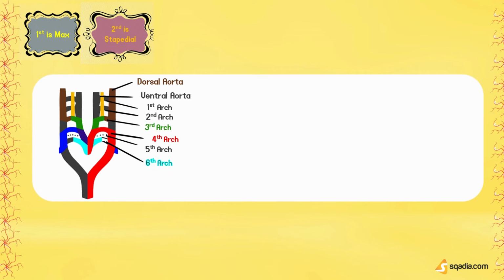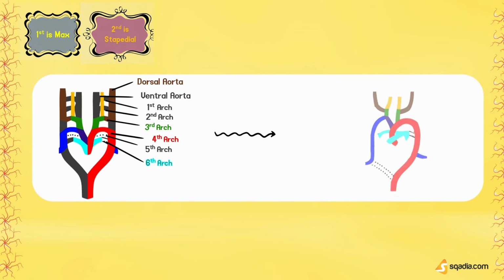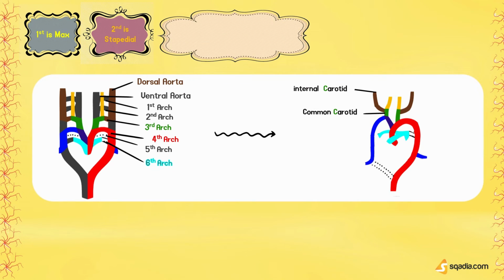Moving to the next mnemonic, for the third arch. We know that aortic arch 3 becomes the common carotid artery and the proximal part of the internal carotid artery. We are talking about the third aortic arch. So, C is the third letter of the alphabet. C for carotid.